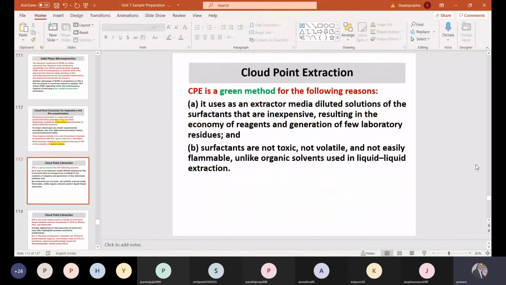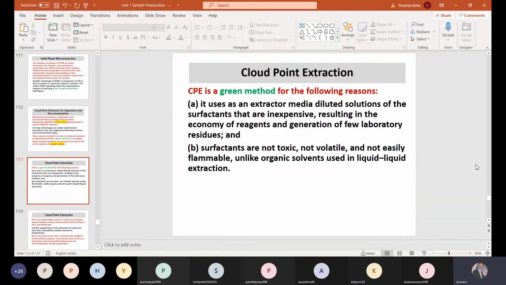CPE is, as I said, a green method for the following reasons. It uses an extraction media of diluted solutions of surfactants. So instead of solvents, it uses surfactants that are inexpensive. That means you have economical benefits and minimum residues or unwanted things coming out of this.